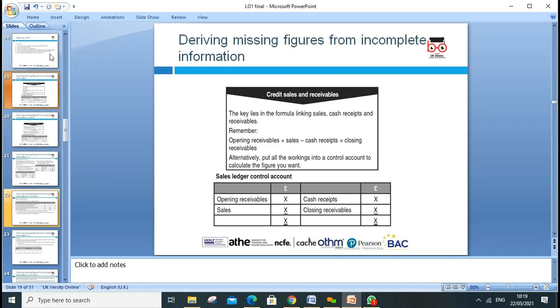Then deriving missing figures for incomplete records. Sometimes we have a missing figure, and we can find it from the incomplete record. So we can prepare, like, the sales ledger control account. Sales ledger control account is also known as trade receivables, interchangeable names. We carry on using both. According to International Accounting Standards, we should use the sales ledger control account. Okay, opening receivables, sales, and then if we have cash receipts, our receivables go down.